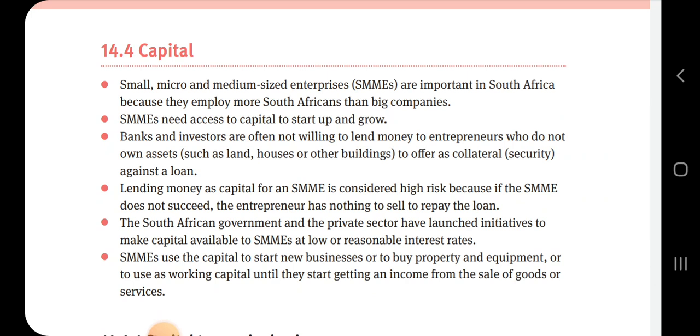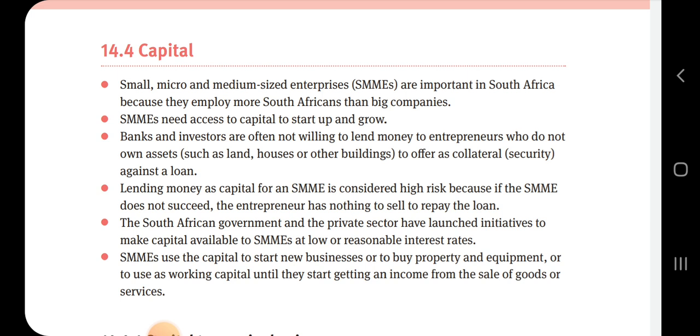So SMMEs need access to capital to start up and grow. Banks and investors are often not willing to lend money to entrepreneurs who do not own assets to offer as collateral security. So lending money as capital for SMMEs is considered high risk because if the SMME does not succeed, the entrepreneur has nothing to sell to repay them. So banks can only give you a loan if you have something, a house or land, that they can use to pay themselves in case you cannot pay them back.